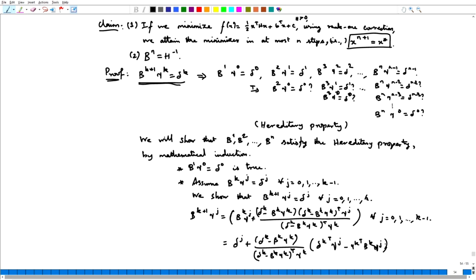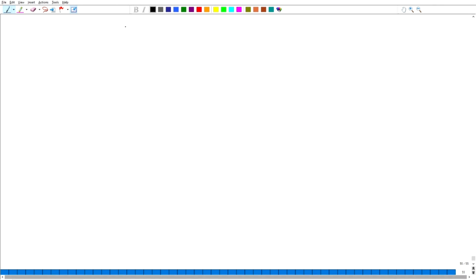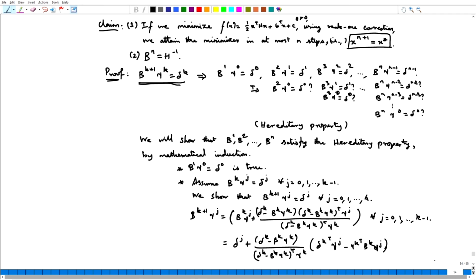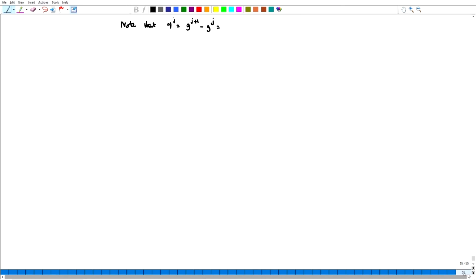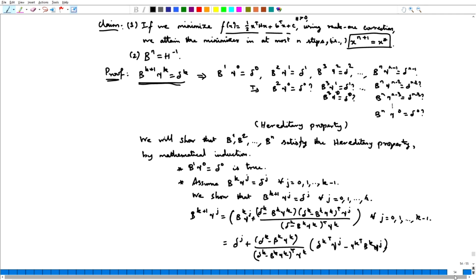One thing to note here is that gamma j is G(j plus 1) minus Gj. Since we have considered a quadratic function, recall that G(j plus 1) will be H into x(j plus 1) plus b, and this will be minus H into xj minus b. So, these cancel. So, you have H into x(j plus 1) minus xj, which is H delta j. So, gamma j is actually equal to H delta j, where H is what we have defined here. So, that is one thing you should note.